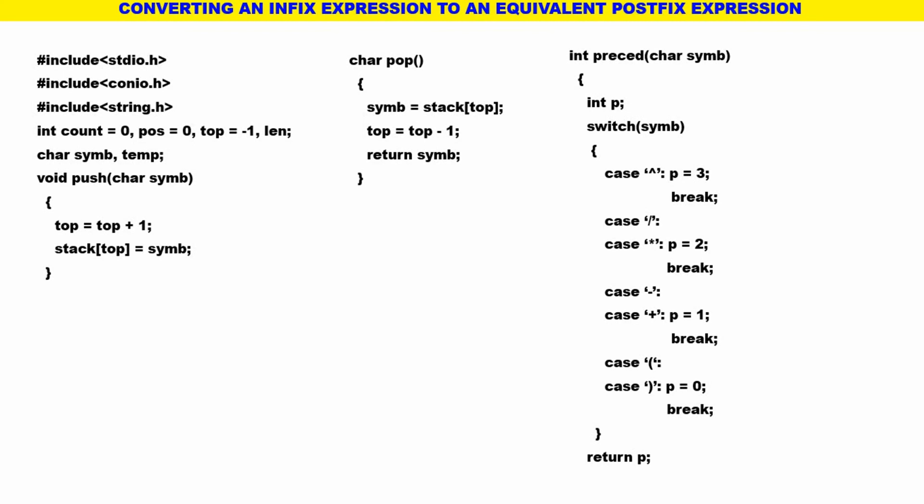So the precedence of the operator we are returning using this function precede. What is the parameter for this function? Operator is the parameter. If it is power, we return 3. If it is slash or star, we return 2. If it is minus or plus, we return 1. And parenthesis 0. That's all. I think this is a simple function.